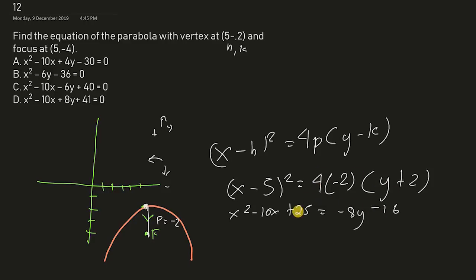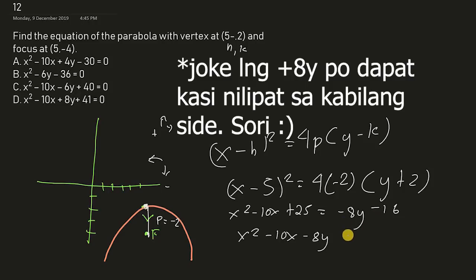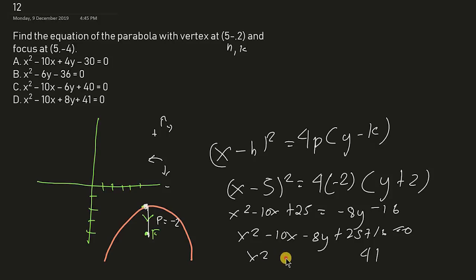Now, ilagay ko itong dalawa sa kabilang side ng equation. So that would be equal to x squared minus 10x minus 8y plus 25 plus 16 is equal to 0. 25 plus 16, guys, is equal to 41. So that's x squared minus 10x minus 8y plus 41 is equal to 0. So ito, guys, this is the equation of our parabola with vertex 5, negative 2, and focus 5, negative 4. So that's basically letter D. This is our final answer, guys. Alright, next.